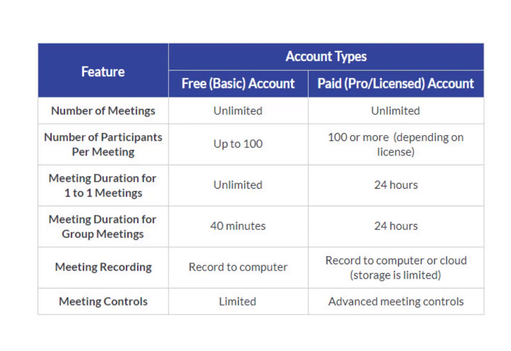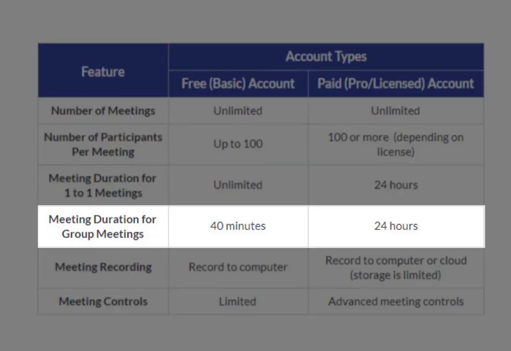This chart displays some of the main differences of each account, one of which is the duration of meetings for 3 or more users. Free or basic accounts will have a time limit of 40 minutes when meeting with 3 or more users, while paid licenses will have a time limit of 24 hours.